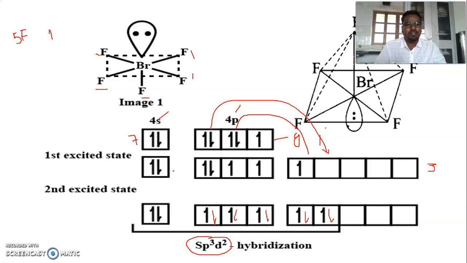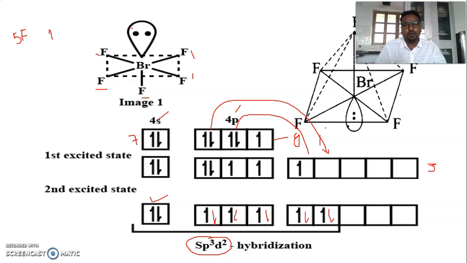Now let us see the geometry. It undergoes sp3d2 hybridization. We know that if any species undergoes sp3d2 hybridization, the expected geometry is octahedral. But this is a special case. As we studied in VSEPR theory, if it contains a lone pair of electrons, there is a repulsion between lone pair and bond pair.